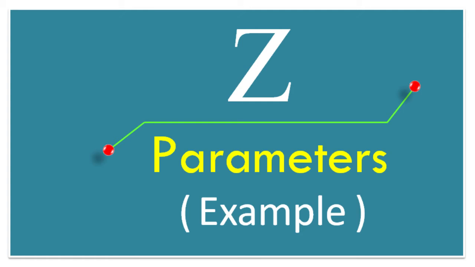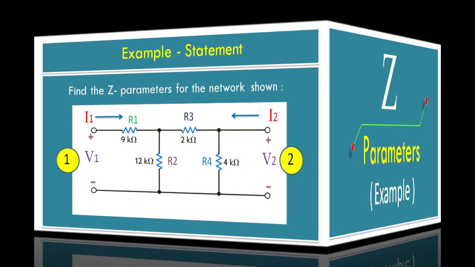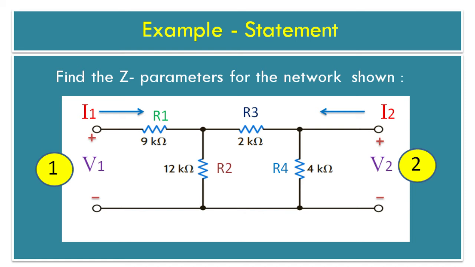Let's solve an example on the same. Example statement: find the Z parameters for the network shown. Let's see the given data. Resistance R1 is equal to 9 kilo ohm. Resistance R2 is equal to 12 kilo ohm. R3 is equal to 2 kilo ohm and R4 is equal to 4 kilo ohm, where currents I1 and I2 are independent variables and voltages V1 and V2 are dependent variables, with ports labeled as 1 and 2.